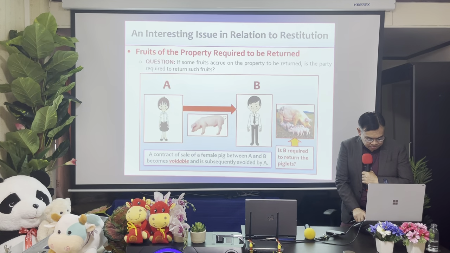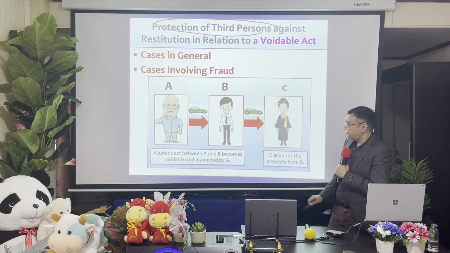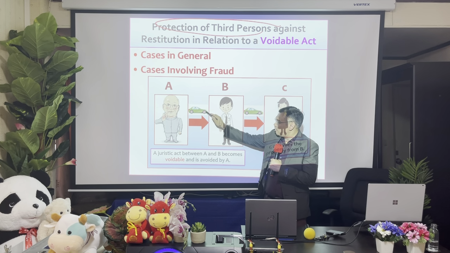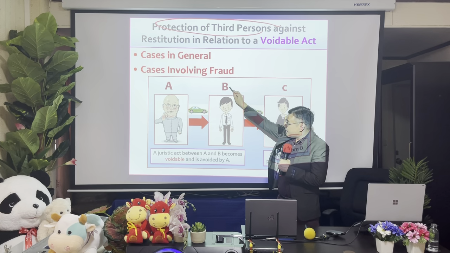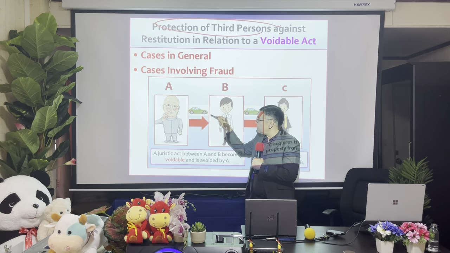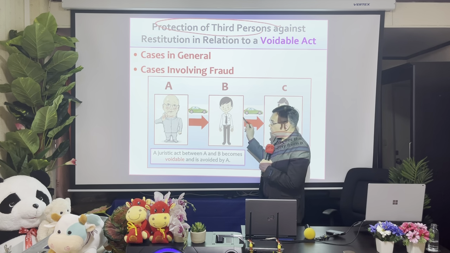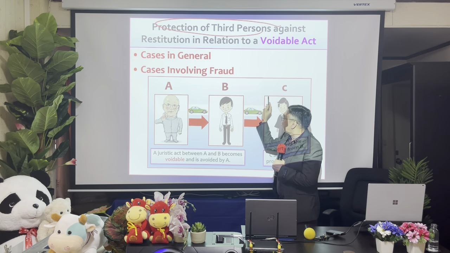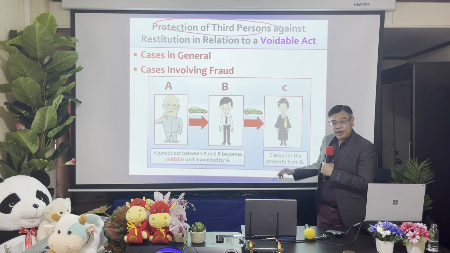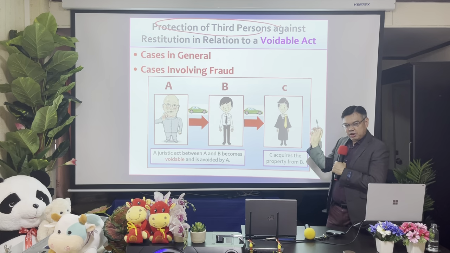So, back to the picture here. In the case where, before avoidance of the contract by A, B, the one that has received this car from A, had sold this car to C, when C knew nothing about what was going on under the contract between A and B, in this case C has received this car for value and in good faith, so that the law protects C, so that there is no restitution anymore.